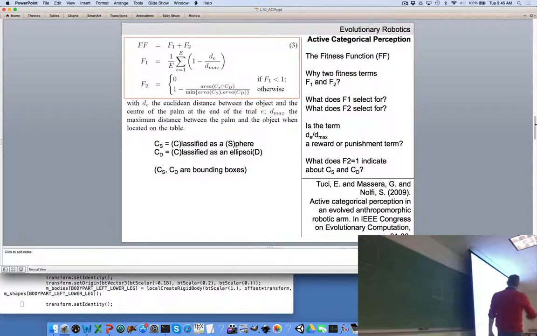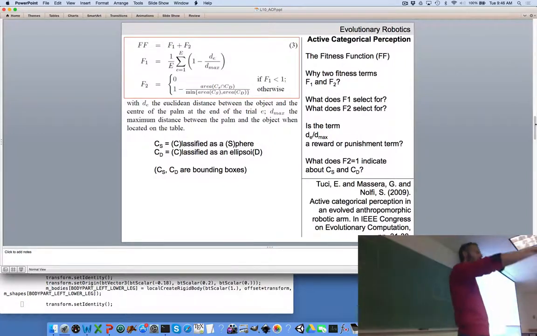Okay, so let's summarize what we just talked about. This fitness function says keep your eye on the prize or your hand on the ball and move in such a way that you can distinguish between spheres and ellipsoids.